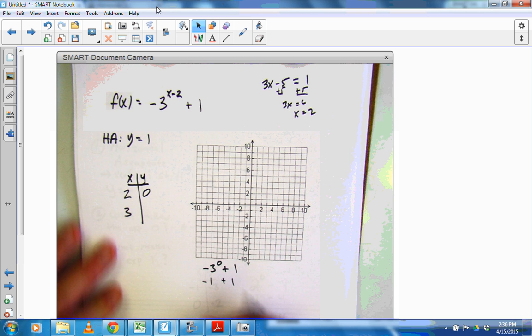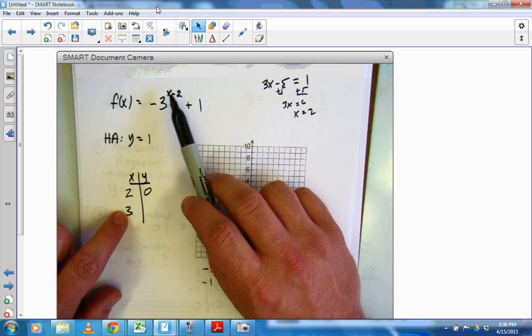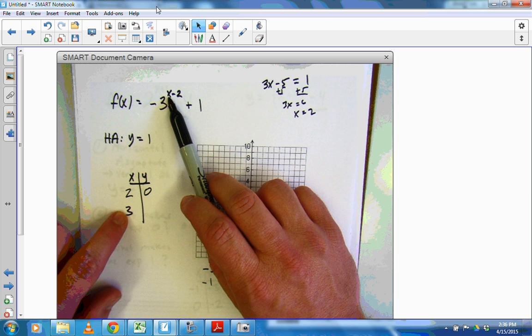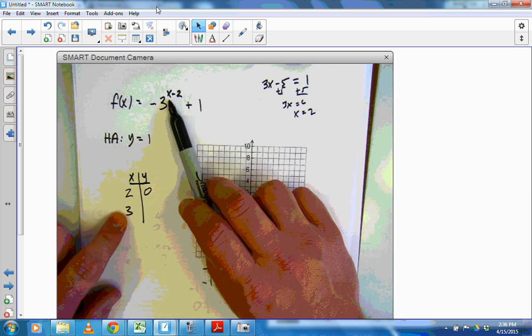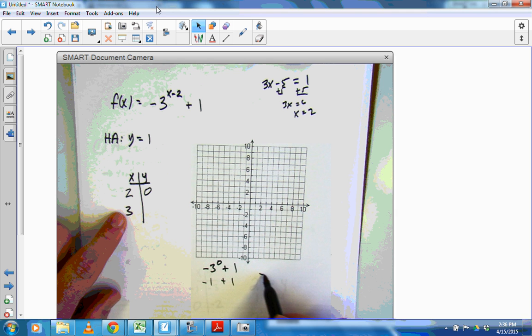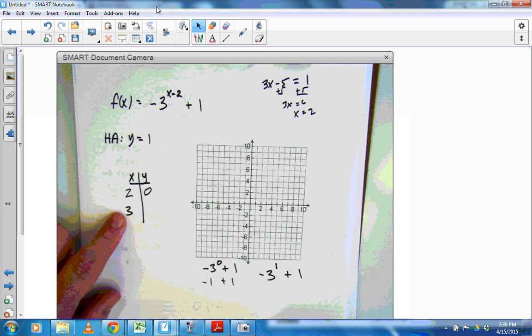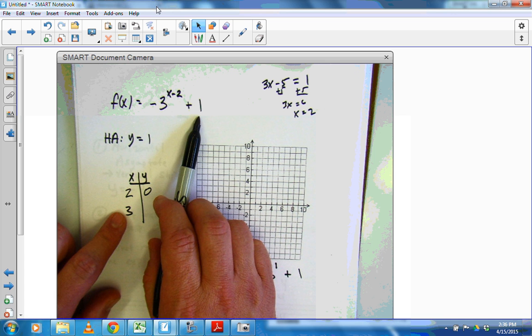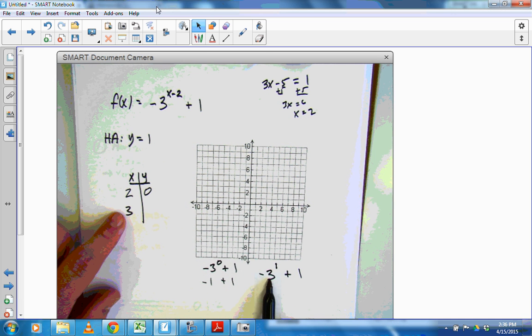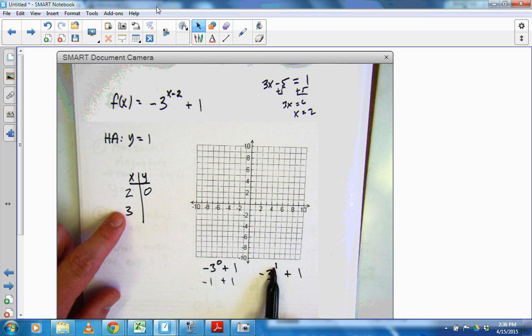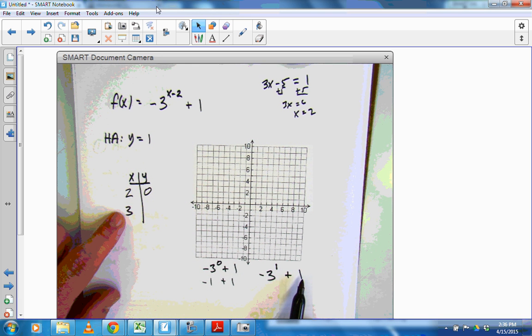Now let's plug in the 3. We plugged in 3, and 3 minus 2 would be 1. So we would get negative 3 to the first power plus 1. Negative 3 to the first power would really just be negative 3, and negative 3 plus 1 would be negative 2.